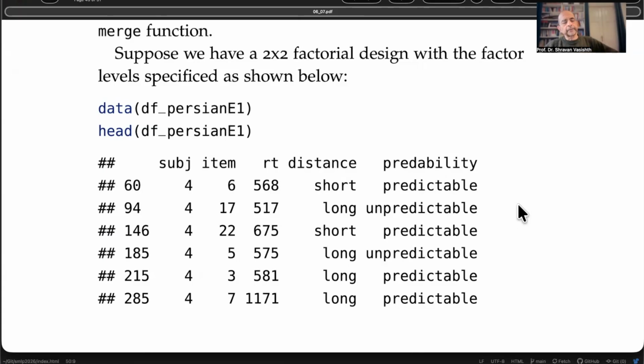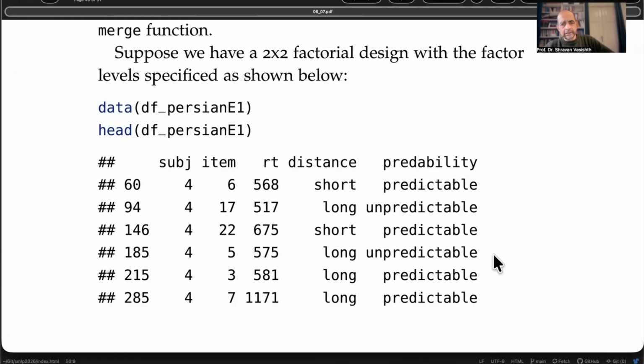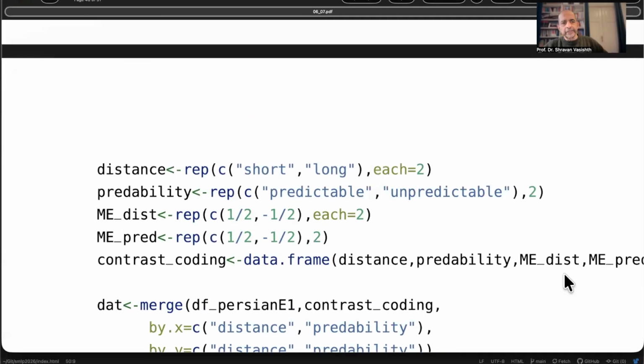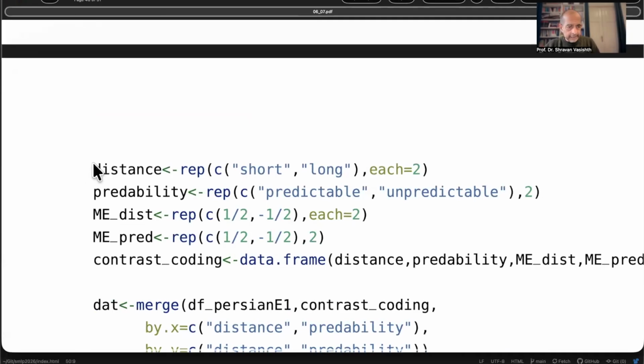So here, my goal is to create one column for the main effect of distance, another column for the main effect of predictability, and a third column for the interaction. I mean, actually I could plug in some factor coding here and here, then create the interaction. I could do that, but I prefer to create the three columns. Okay, so here's how I would do it. I would first create a contrast coding matrix. So let me just do this.